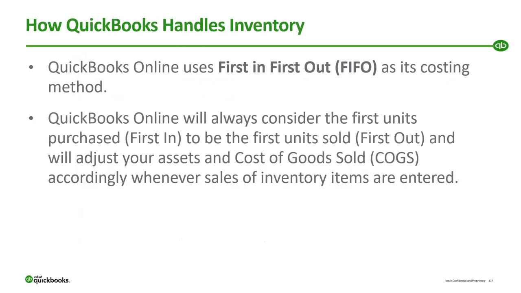Okay, let's talk quickly about how QuickBooks handles the inventory system. I'm pretty sure everyone is familiar with FIFO, first in, first out. As a costing method, QuickBooks Online will always consider the first unit purchased, so again, this touches back to receiving items into inventory, first in to be the first unit sold, the first unit out. And it will adjust your assets and the cost of goods sold, more commonly known as COGS, accordingly whenever the sales inventories are entered. This means that it's a real-time system. As you receive it in, it updates the inventory. As you sell it out and invoice the customer, it reduces the inventory.